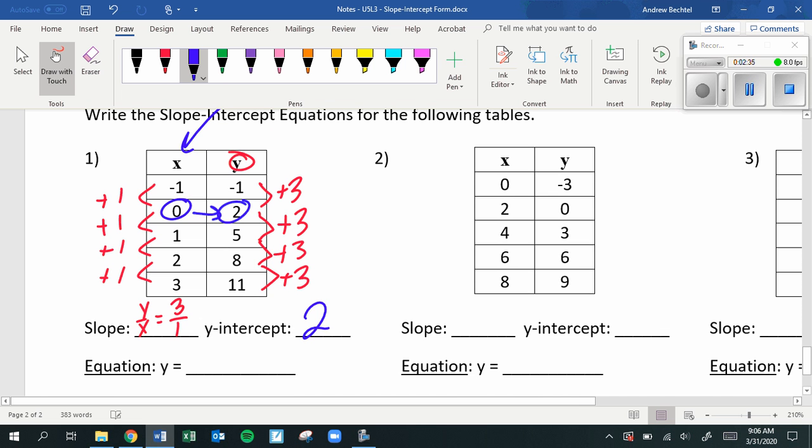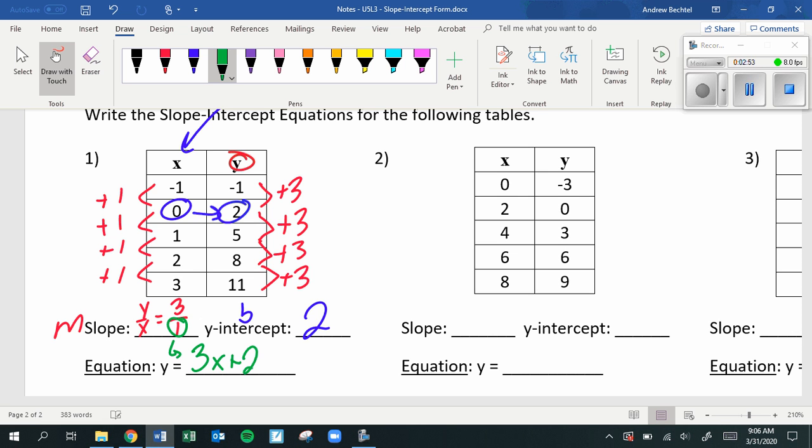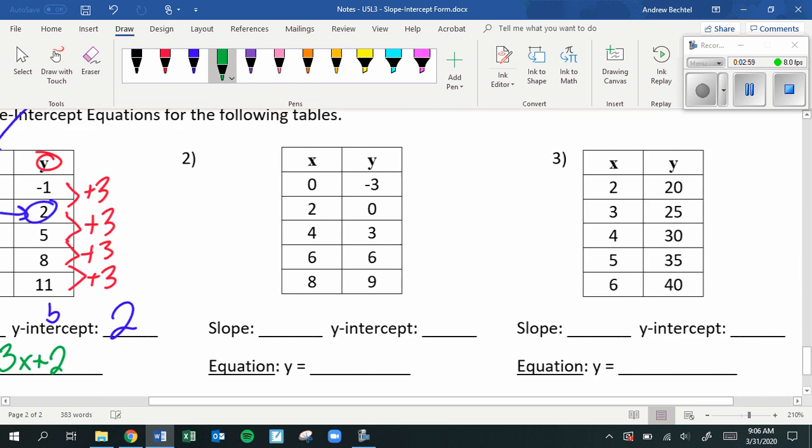So here we've found m. We've found b. Slope-intercept form is y equals mx plus b. So m is going to be a 3. Again, we don't have to worry about that invisible 1. We can divide and get rid of it. 3x plus 2. So mx plus b. Let's go to the next example.